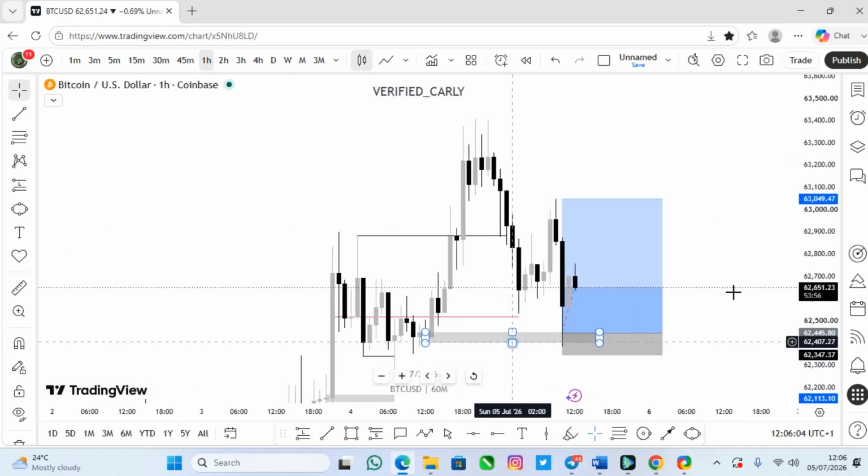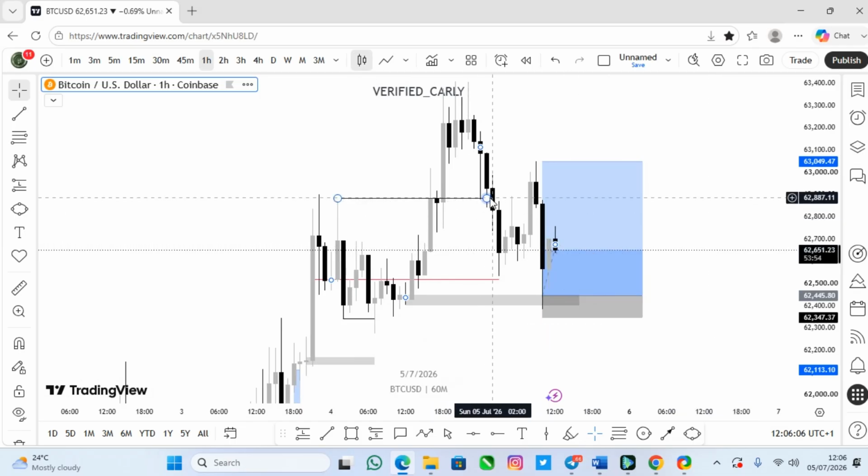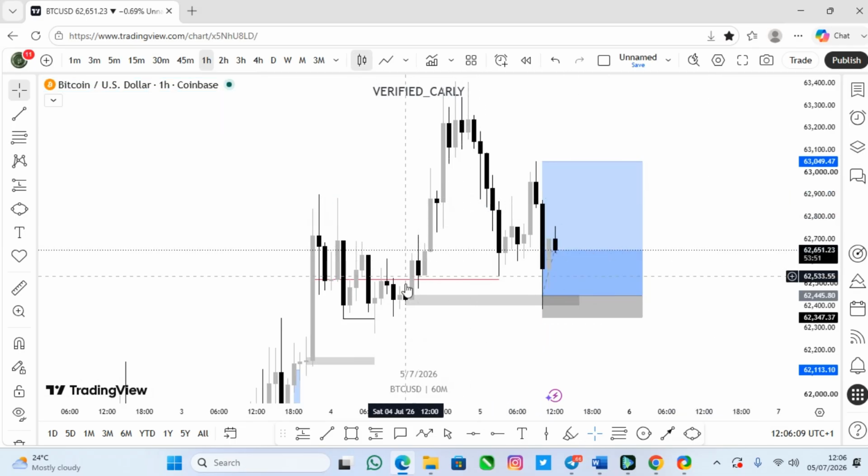So on the 1 hour time frame, I could see clearly that, okay, we had a clear break of structure. Let me delete this.